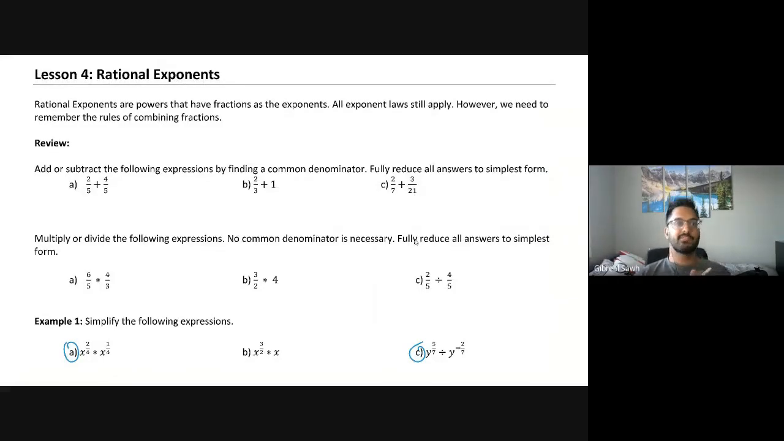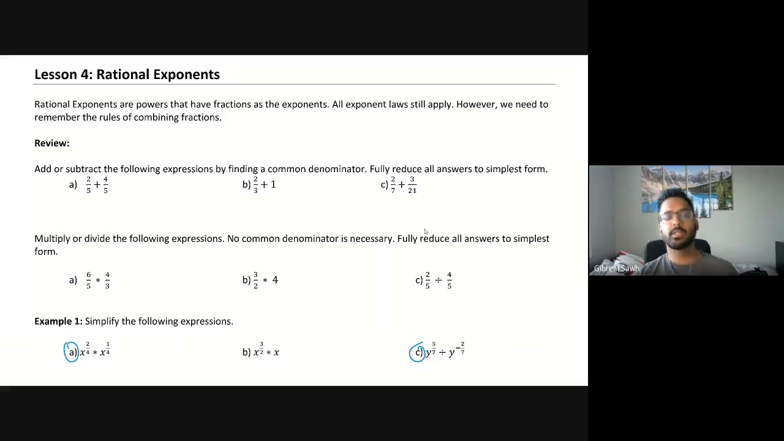Alrighty, welcome to lesson 4, this one on rational exponents. So all those exponent laws we looked at before will stay the same. The only change here is now you might see exponents that aren't necessarily integers or whole numbers. They are going to be rational numbers, which encompasses all of the fractions, which you learned about in grades 7 and 8. So we do need to remember the rules of dealing with fractions.